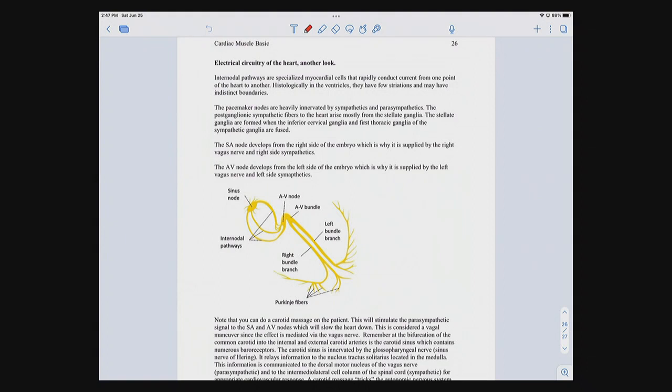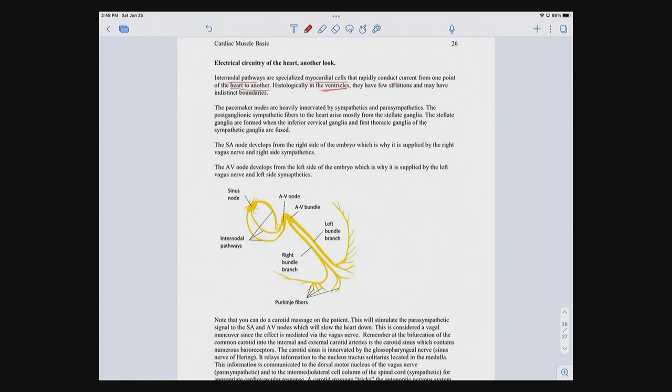On this last section of cardiac muscle basics, I want to return to another look at the electrical circuitry of the heart, and I want to tie this into some embryology and then the innervation of the parasympathetic and the sympathetics. As I've said before, the internodal pathways are specialized myocardial cells that rapidly conduct current from one point to another point.